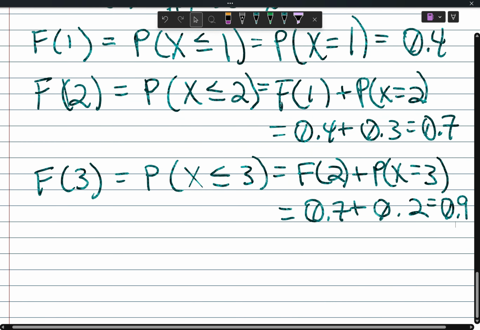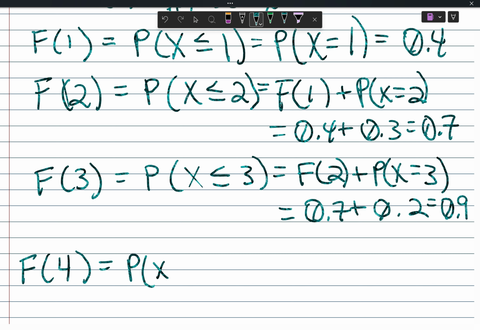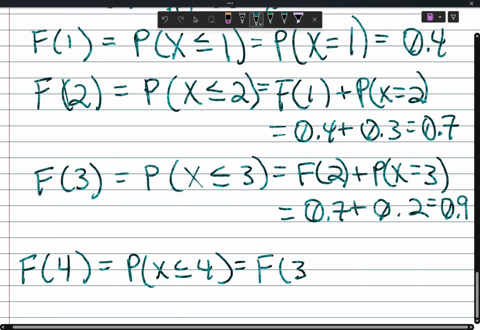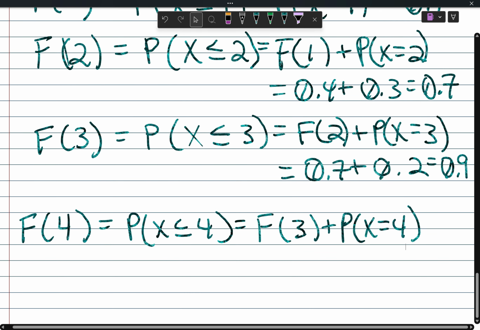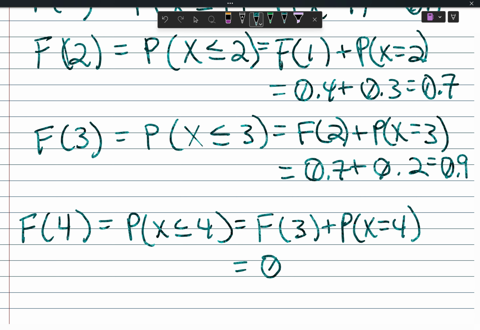All right, and then F(4) is equal to P(X less than or equal to 4). So that's going to be equal to F(3) plus P(X equals 4). Okay, so now that calculation, as you probably already have, should be 0.9 plus 0.1, which is equal to 1.